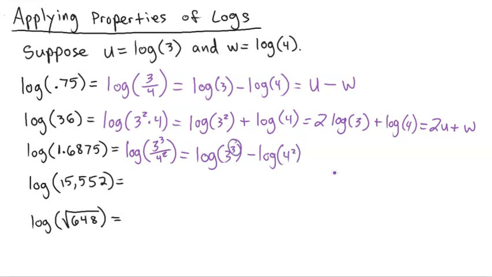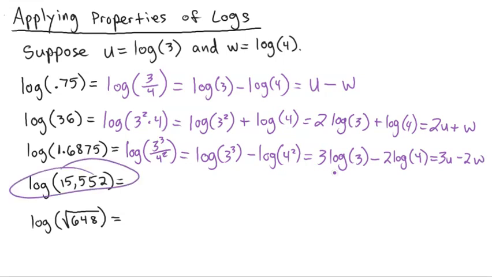Now we're going to move the 3 on the exponent into the front of the logarithm, and we're going to move the 2 exponent into the front of this logarithm. So we're going to have 3 log of 3 minus 2 log of 4, okay? And so now log of 3 is u, log of 4 is w, and so we'll have 3u minus 2w, okay? 3u minus 2w, okay?